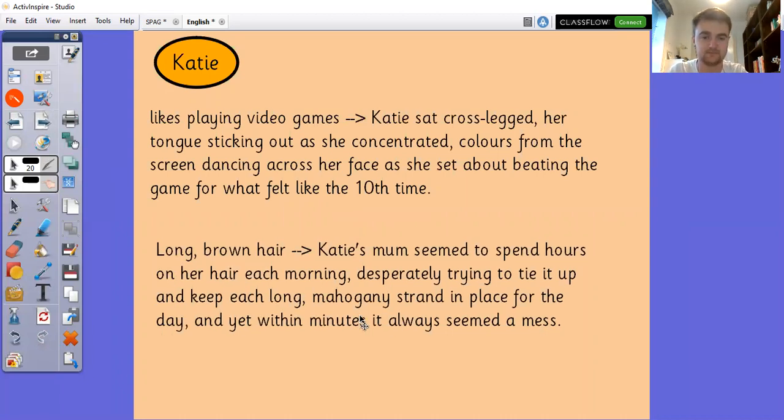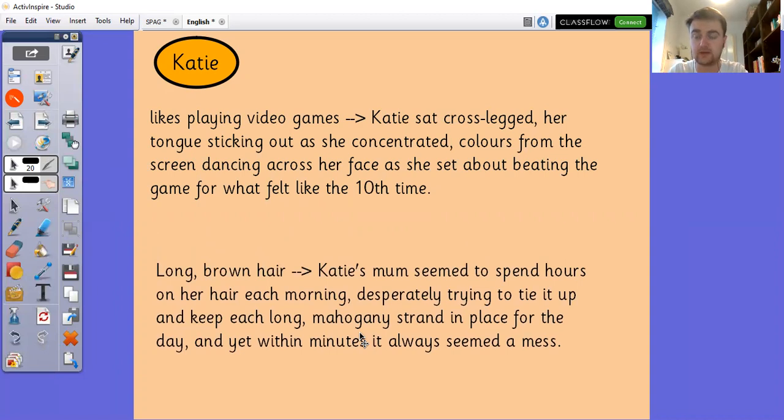Now, instead of just saying Katie likes playing video games, I've gone with Katie sat cross-legged, her tongue sticking out as she concentrated, colours from the screen dancing across her face as she set about beating the game for what felt like the 10th time. Now, there's a few different things that we can see there.